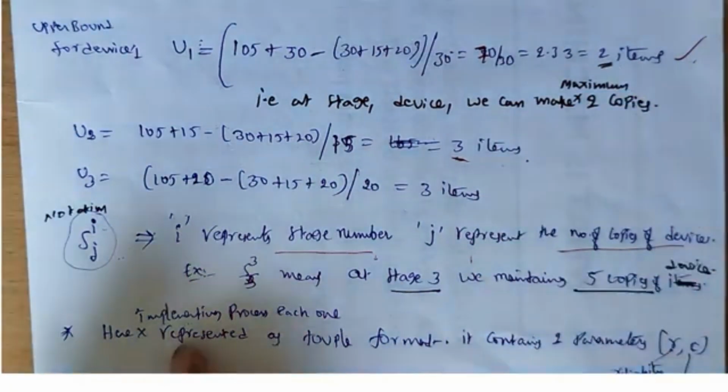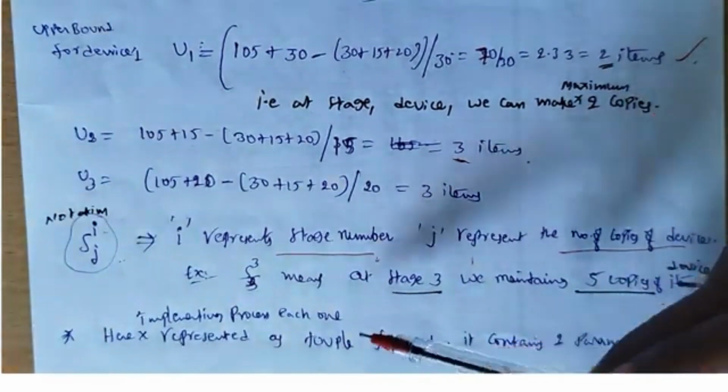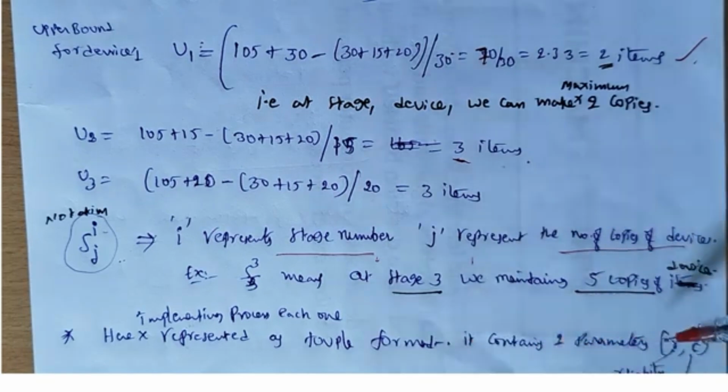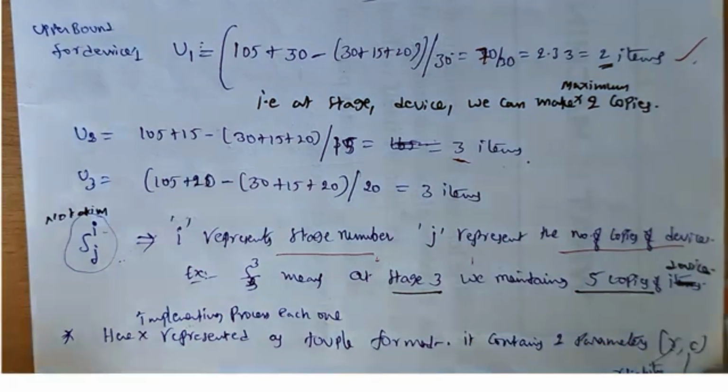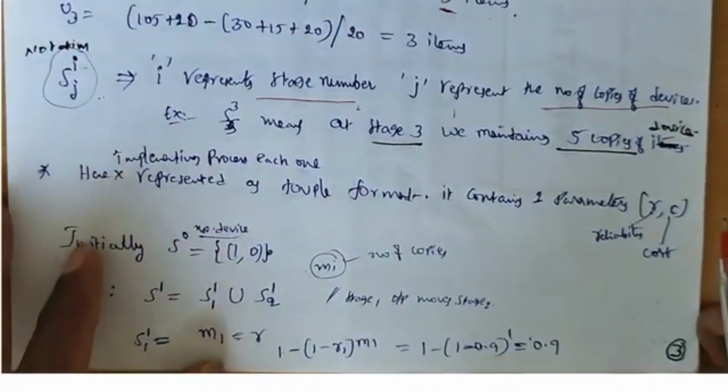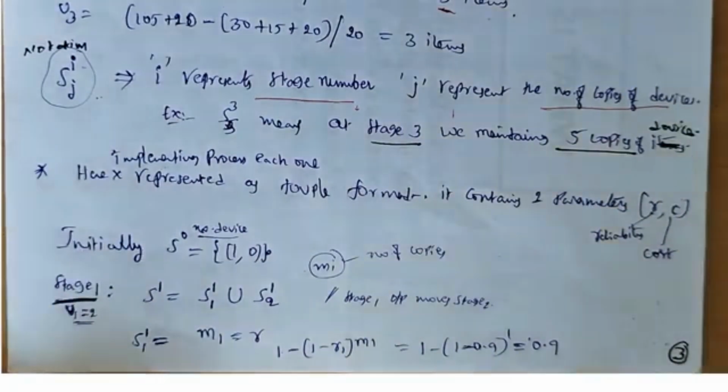Here, in the implementing process, each one is represented in tuple format, containing 2 parameters. The 2 parameters are R comma C. The meaning of R is reliability, and C is nothing but cost.